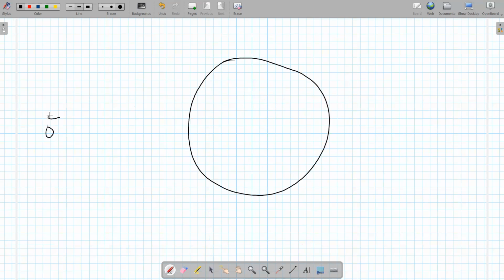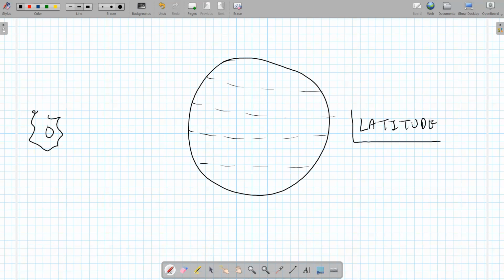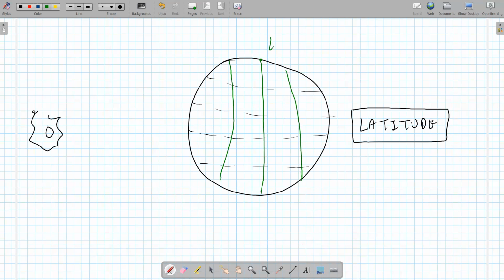The sun is here. The angle at which the sun hits the planet this way, horizontally, is called the latitude. Lat is for horizontally. Longitude is this way, up to down. This way is longitude.